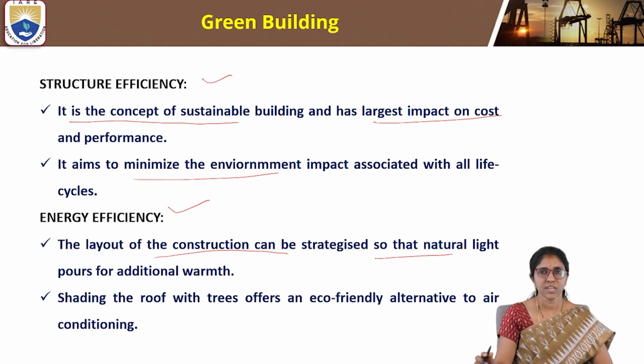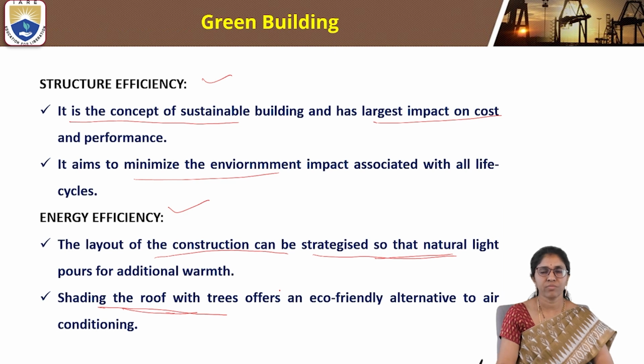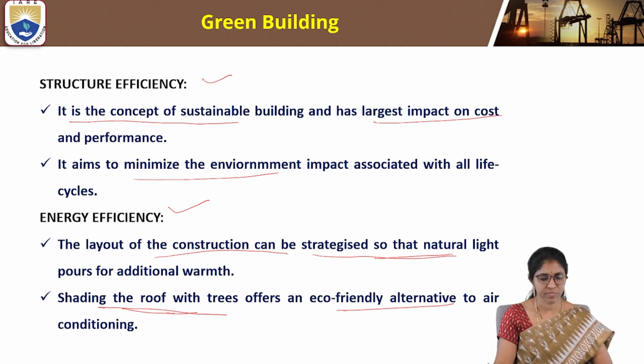Energy efficiency: the layout of construction can be strategized so that natural light pours in for additional warmth. Shading the roof with trees offers an eco-friendly alternative to air conditioning. By this we can also reduce the usage of energy. So here, the first is natural light, the second is shade of the roof with trees. This will offer an eco-friendly alternative to air conditioning. That's why this should be energy efficient.